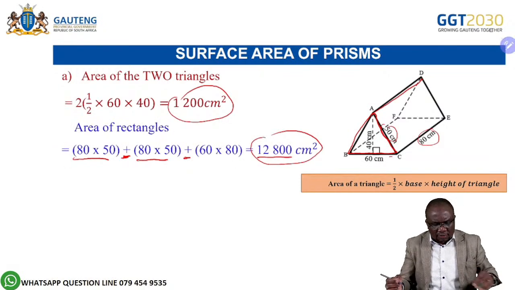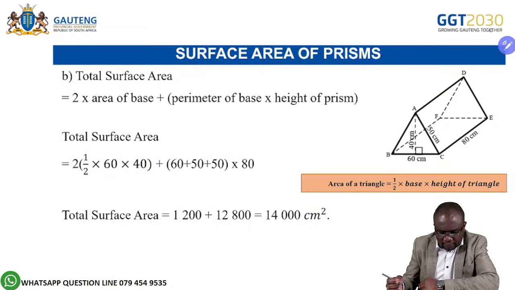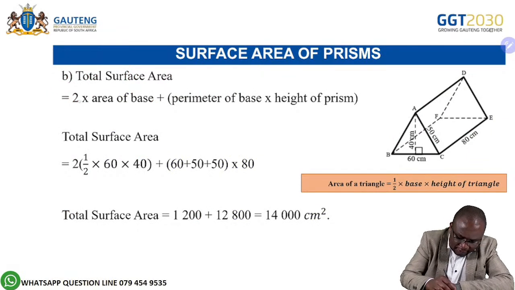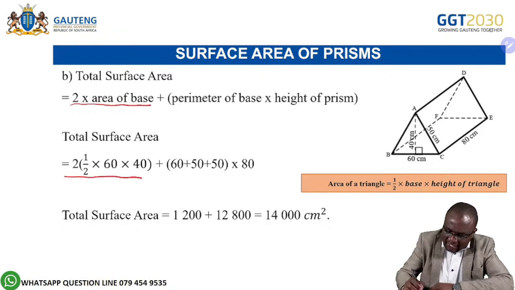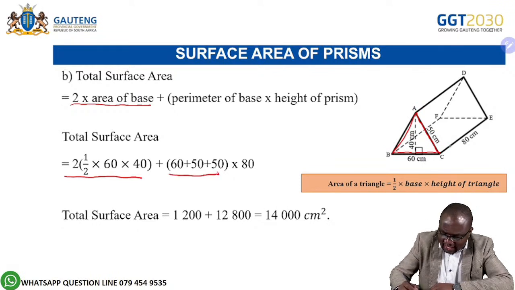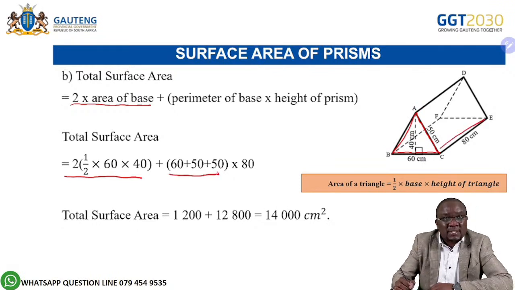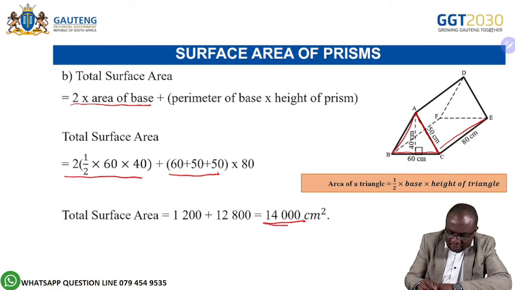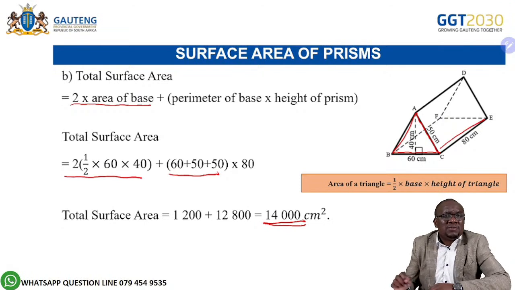Okay? So let's do that together. Right, so it's going to be the area of the two bases here, which is this part. And then the perimeter of the base is going to be 60 plus 50 plus 50. You see that? That's the perimeter of the base. And then times the height of the prism, which is times 80. You see that? And then we're getting what? Our 14,000 square centimeters. Still, we're getting the same answer. Do you see that? Yes.